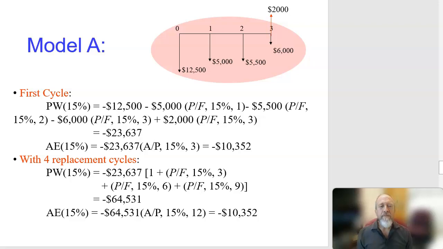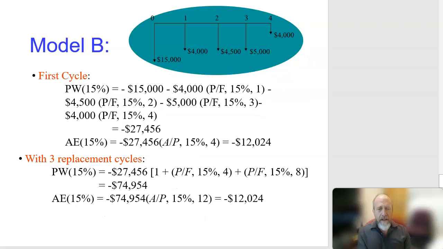Now, say it works through 4 replacement cycles. Notice that the present worth for 4 replacement cycles is different, but the annualized cost comes out the same. Okay, that's the concept of the annualized cost. Now, I'm not going through the calculations here. You've got them on the screen. You can do them yourself if you want to work through it. The numbers are there. You can see them.